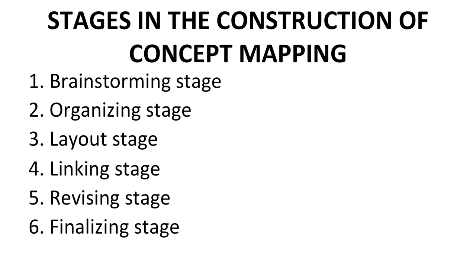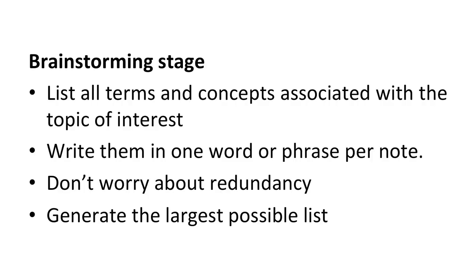First of all, it is the brainstorming stage, followed by the organizing stage, then the layout stage, then the linking stage, then the revising stage, and finally the finalizing stage. Now we can discuss this one by one. The brainstorming stage of concept mapping deals with listing all the terms and concepts associated with the topic of interest. Then we have to write them in one word or phrases and note them properly. You don't have to worry about redundancy because there may be many things which are noted many times. And then we have to generate a possible list of concepts which we are going to discuss.